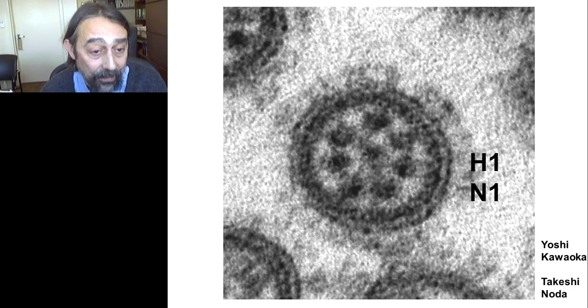And these spikes are the viral glycoproteins, hemagglutinin and neuraminidase, H and N, that are responsible for the names that we give to different subtypes of influenza virus, like H1N1, meaning hemagglutinin subtype 1, neuraminidase subtype 1, H3N2s, H2N2s, H5N1s, etc.